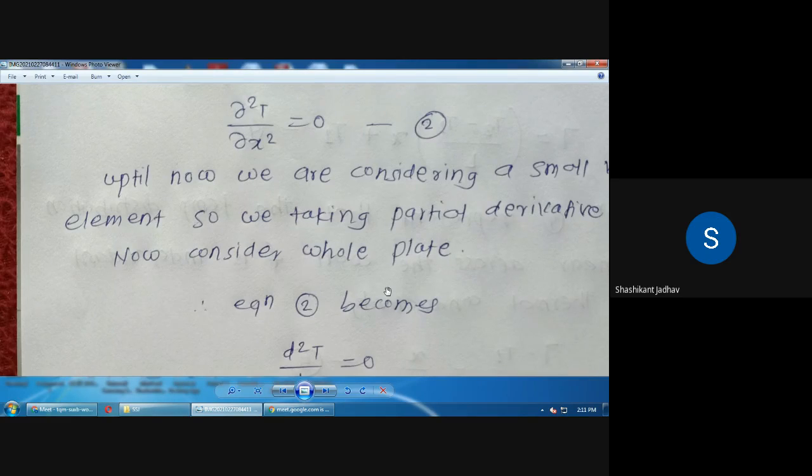What is the second assumption? Heat is conducted only in the x direction. So we take only the x direction, and automatically the y and z directions become 0. Means ∂²T/∂y² is equal to 0 and ∂²T/∂z² is equal to 0.